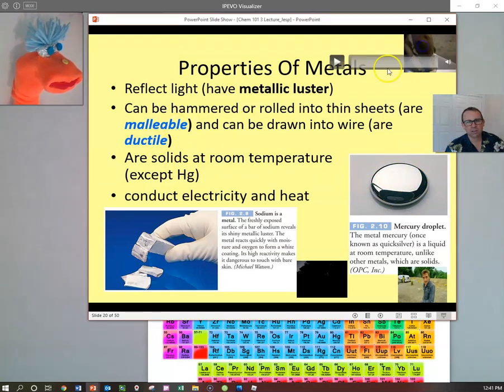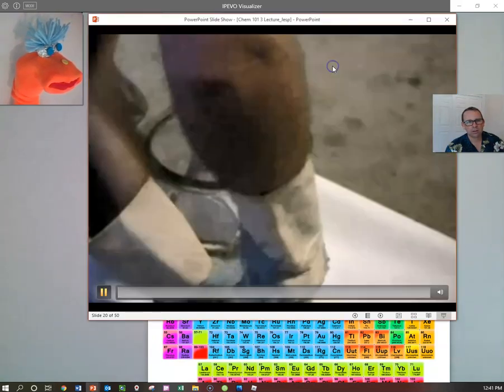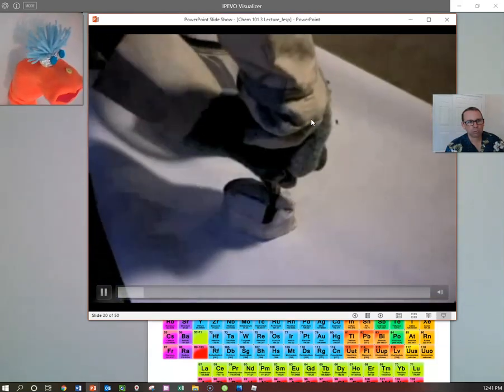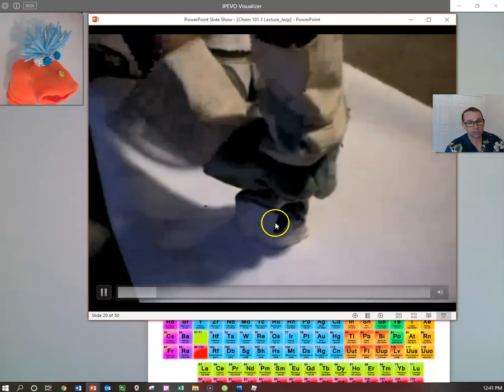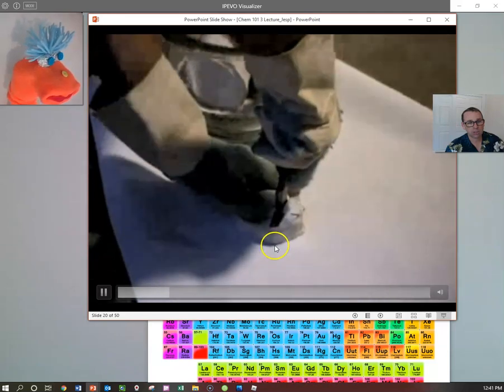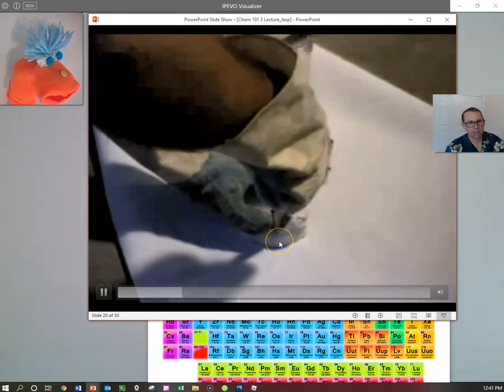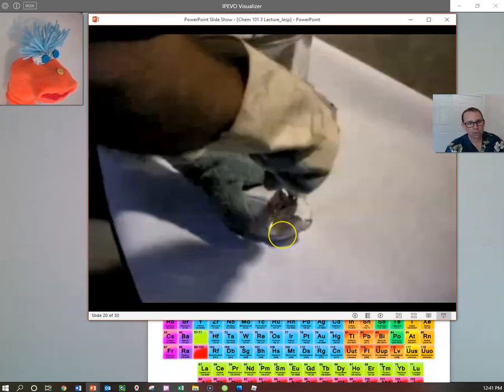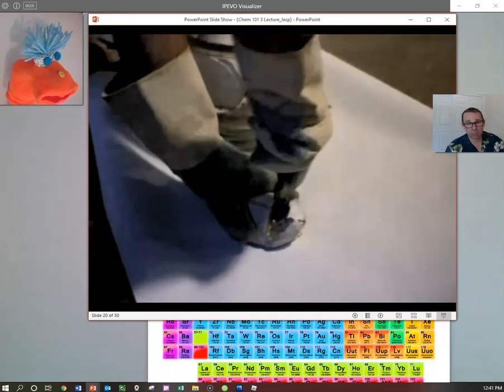Malleable and ductile. Let's take a look at this video of this person cutting up a piece of sodium metal. That's sodium metal? Yeah, that's sodium metal right there. They're cutting it up with like a chisel. And see, it's not terribly hard. Kind of like a piece of clay almost, right? So metals are generally malleable like this.